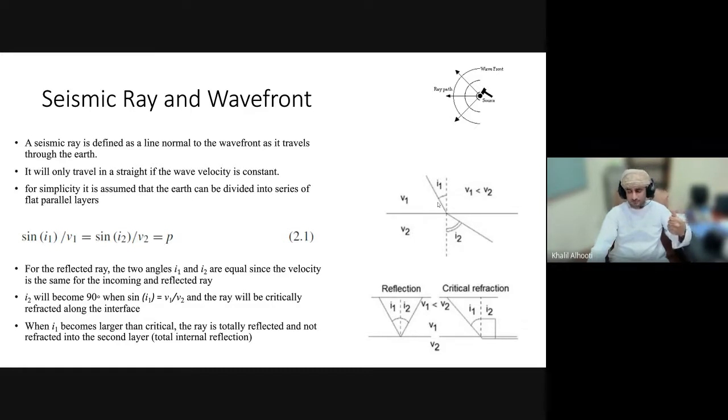So for today, we'll discuss what happens, because we know that the rays travel everywhere. If this is the surface, the ray goes like that, goes like that. At one point, at one angle, the transmission angle will be parallel to the interface, parallel to the boundary. That's what we call critical refraction.